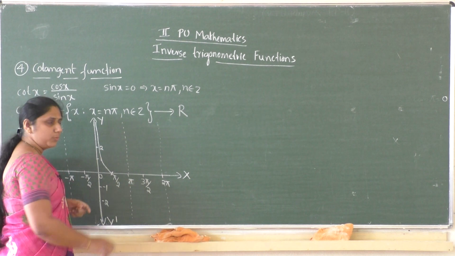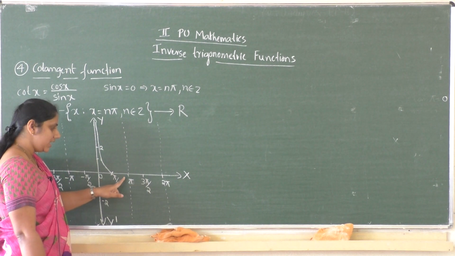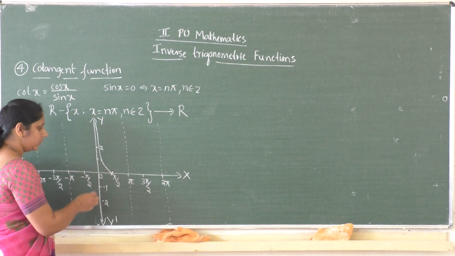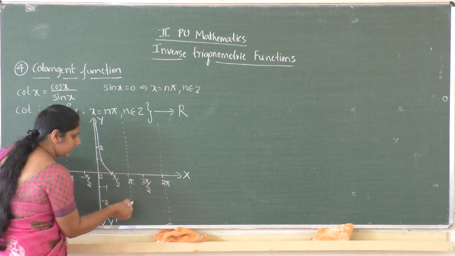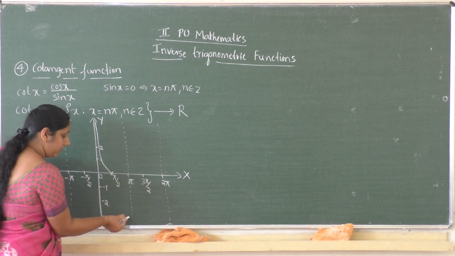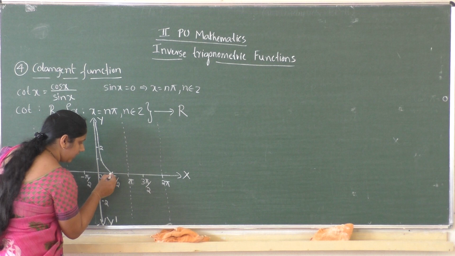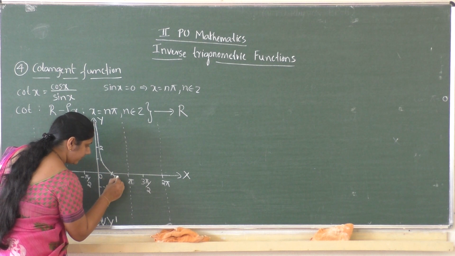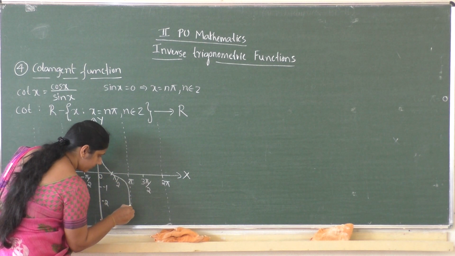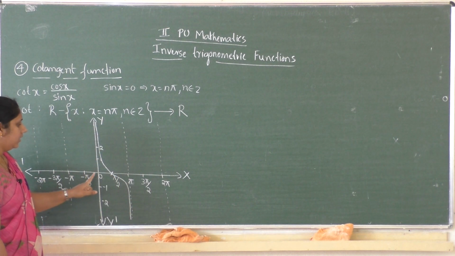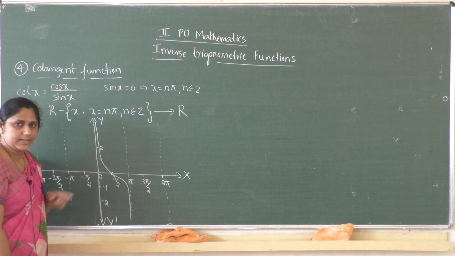Now pi by 2 to pi means cot lies in second quadrant. In second quadrant we know that cot is negative. So cot pi value is infinity, but since it is in second quadrant, value will be minus infinity. So the graph gradually decreases from 0 to minus infinity. So this is the graph in second quadrant.